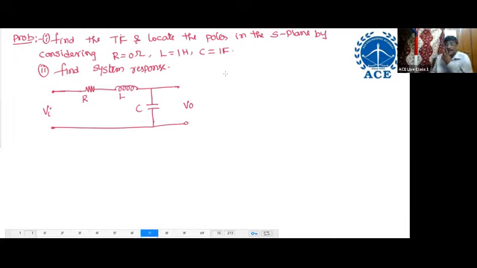What is the answer, anybody? Find the transfer function. 1 by s square plus 1. Correct. Very good.